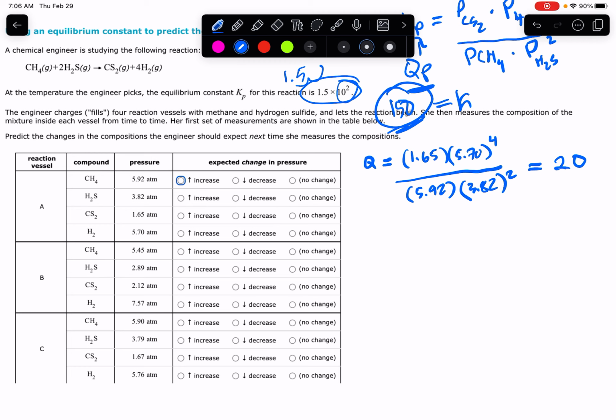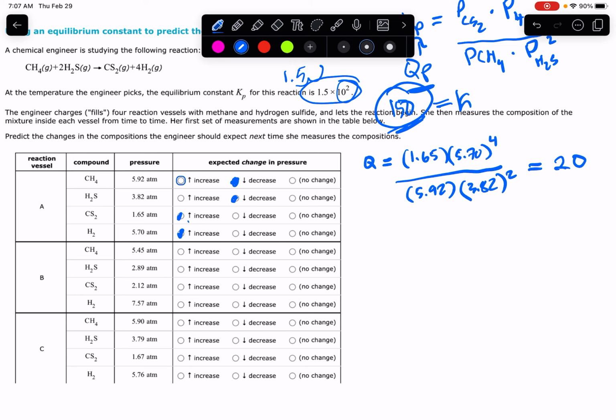So let's put that into our actual equation. Since CH4 is going to go down, these two are both going to go up. So it's really pretty simple. Once you've done a couple of these, all we're doing is plugging in for Q, and then comparing it to our K value.